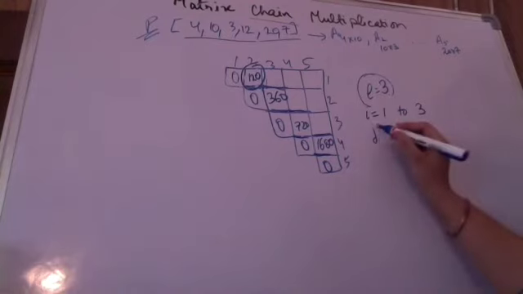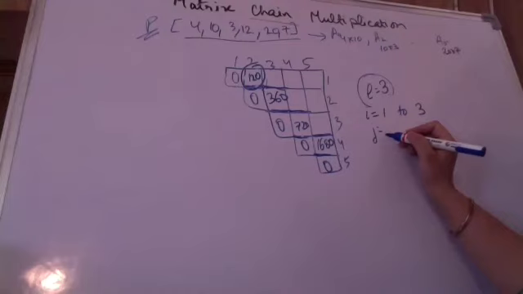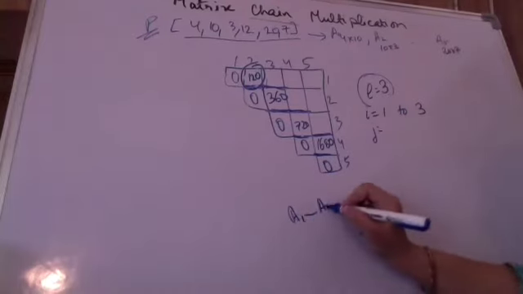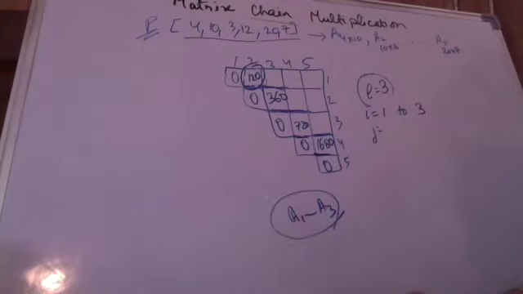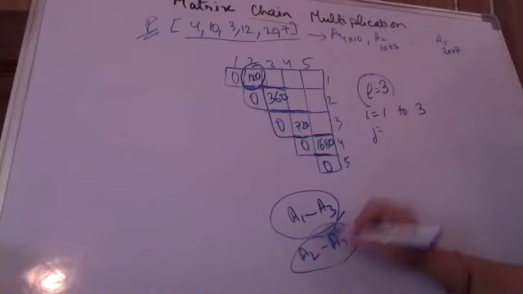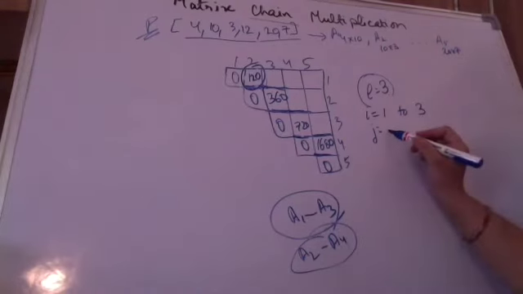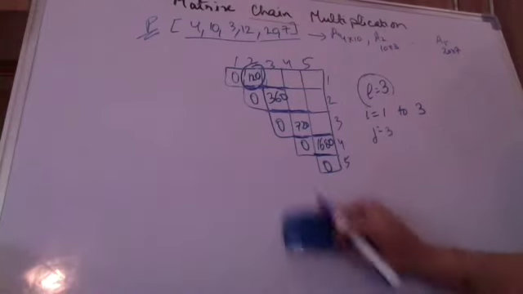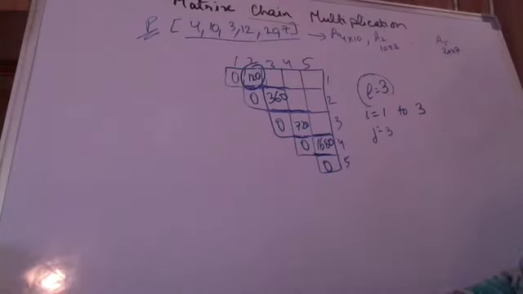Similarly, J will be running initially, every time if I is 1, then J will be n minus 3 plus 1. We have to calculate A1 to A3 for length 3, and A2 to A4. So if I is 1 then J is n minus L plus 1, J will be 3. If I is 2 then J will be 4, and so on and so forth. Fine. So we are again trying to calculate.